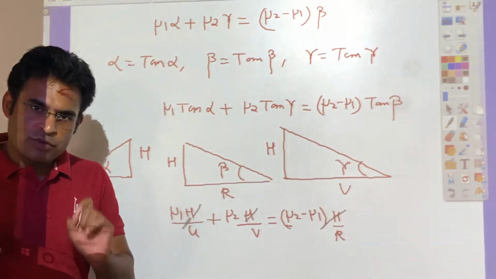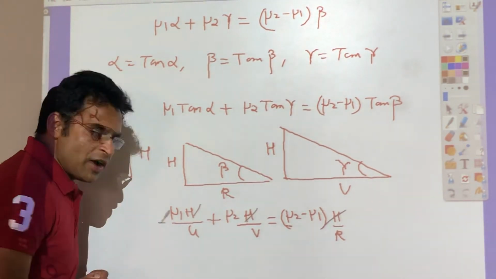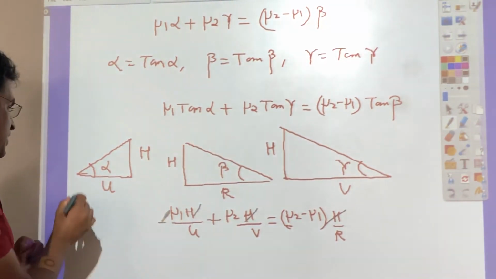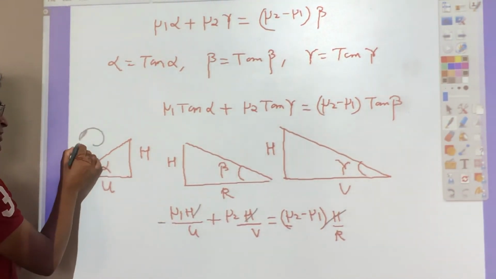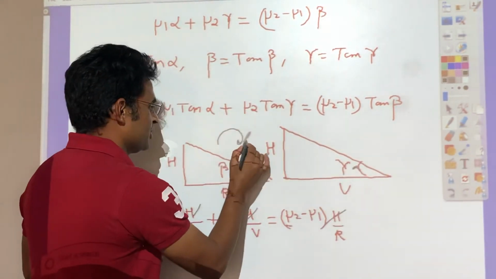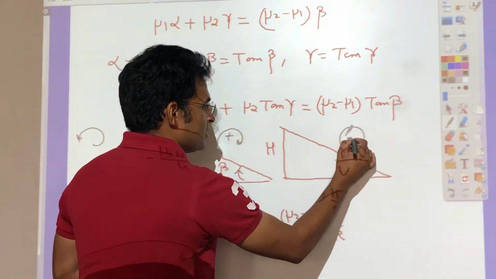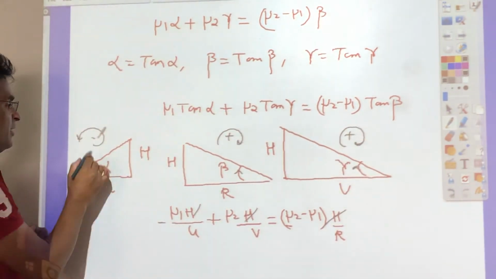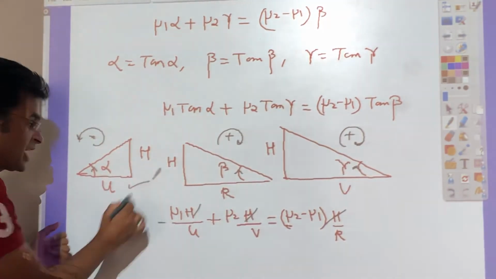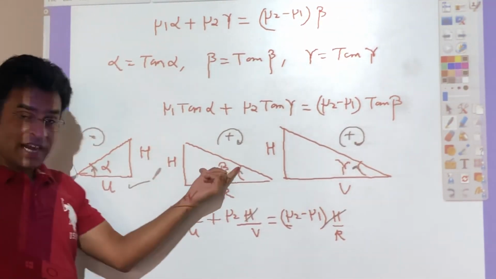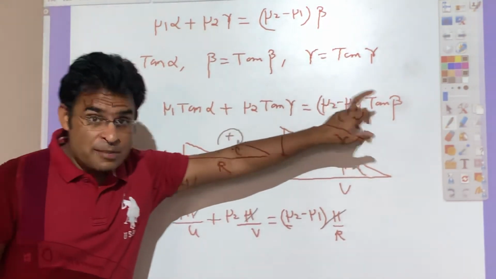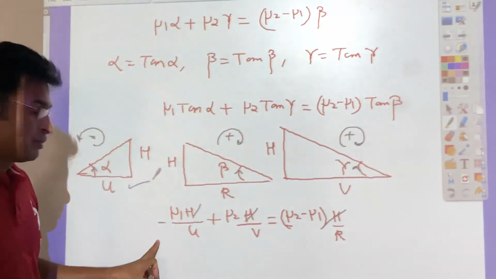But before that, one more thing, I'll write this value negative. I am not using any sign convention, I am just writing this value negative. If you see, this angle is anti-clockwise, but these two angles are clockwise. So I am taking clockwise angles as positive and anti-clockwise as negative. The first triangle's angle is anti-clockwise, the second triangle's clockwise, the third triangle's clockwise. That's why gamma and beta will be positive and this one will be negative.